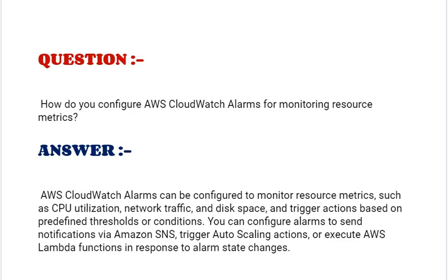Our next interview question is, how do you configure AWS CloudWatch alarms for monitoring resource metrics? Your answer should be: AWS CloudWatch alarms can be configured to monitor resource metrics such as CPU utilization, network traffic, and disk space, and trigger actions based on predefined thresholds or conditions. You can configure alarms to send notifications via Amazon SNS, trigger auto-scaling actions, or execute AWS Lambda functions in response to alarm state changes.